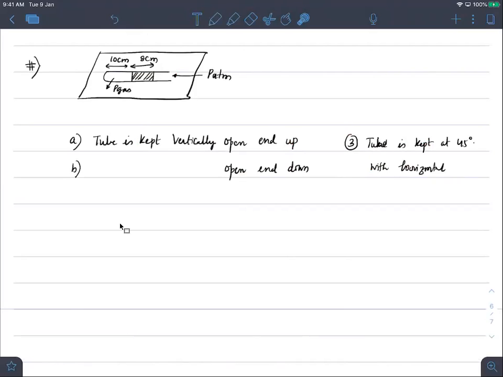You can express the answer in terms of centimeters of mercury, because here atmospheric pressure is 76 centimeters of mercury, because in a standard we always take it as 76 centimeters of mercury. So guys, you can do that. Please finish that.